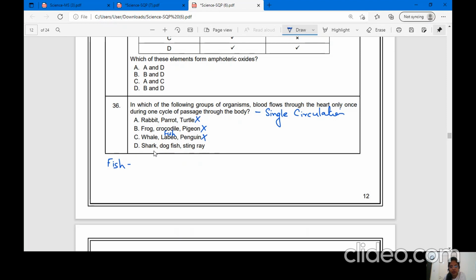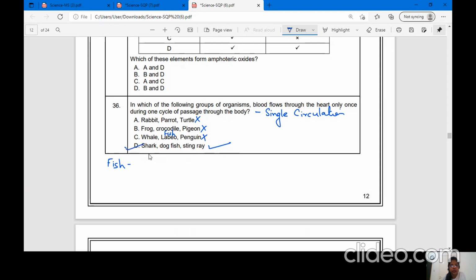Now come a shark. Shark is a fish. Okay, it is a cartilaginous fish. Dogfish. Its scientific name is Scoliodon, is a kind of shark. Stingray, this is an animal which is found in ocean. So this is a fish. Shark, dogfish, stingray, all are fish and fish are showing single circulation.